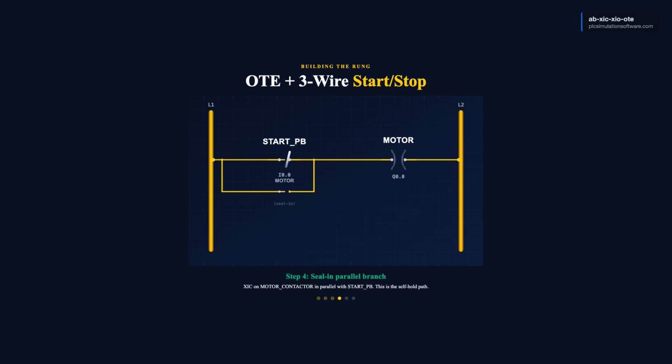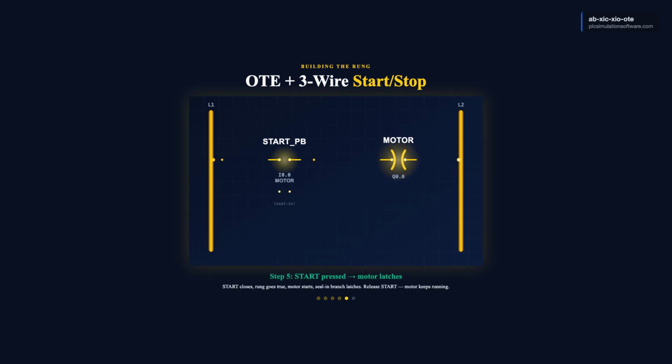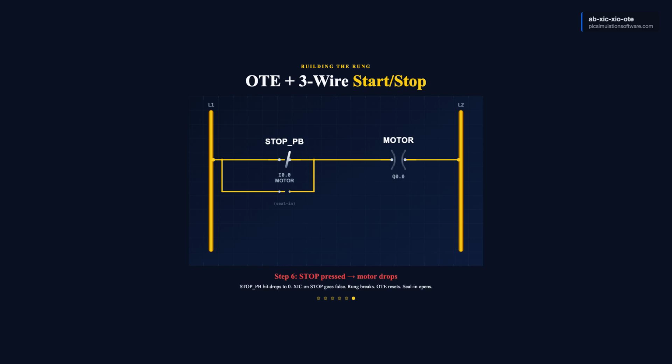Now build the standard 3-wire start and stop motor rung, instruction by instruction. Place an XIC on stop_PB. This is your normally closed stop button, bit 1 at rest.